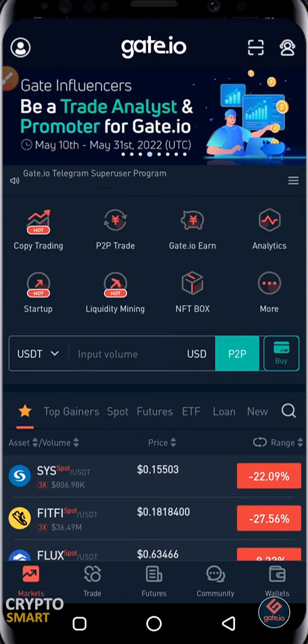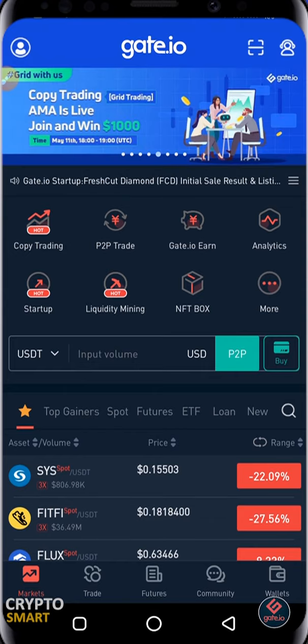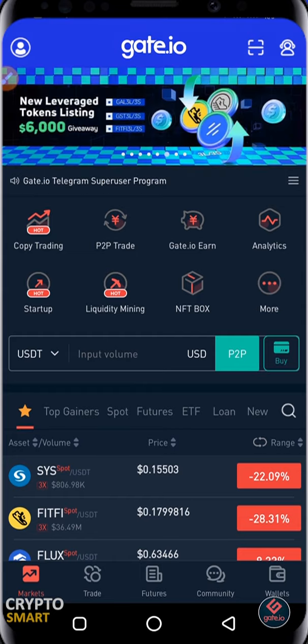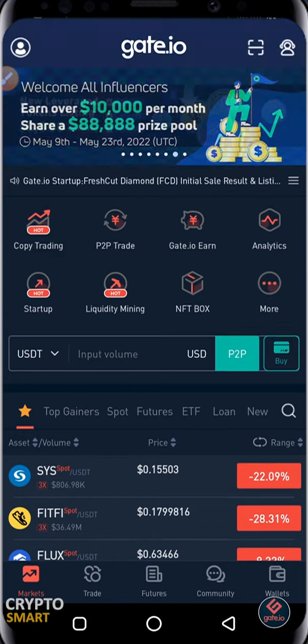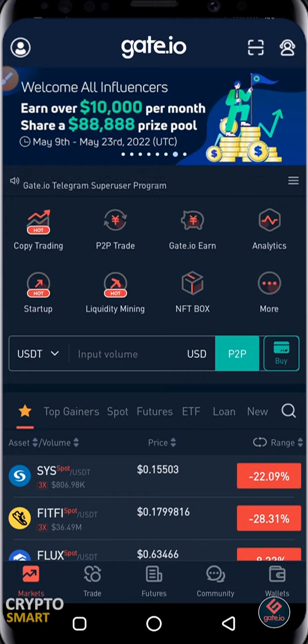So this is gate.io exchange. Every other exchange has their futures platform. So what you need to do is go ahead and sign up with gate.io if you have not done so. So we just head straight to the business of the day.